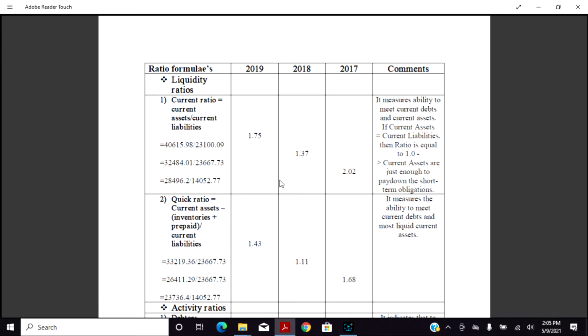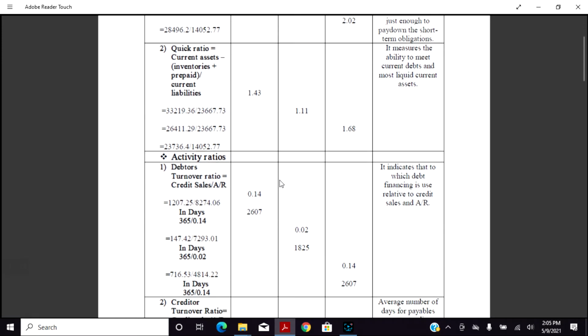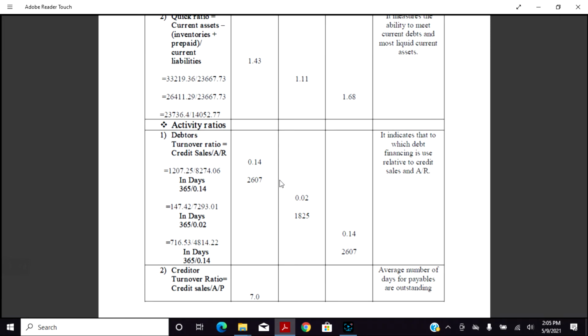Let's move to the other ratio. Quick ratio. Quick ratio is equal to current assets minus current inventories plus prepaid, divided by current liabilities. It is used to measure the ability to meet current debts with most liquid current assets. Now move to activity ratios.